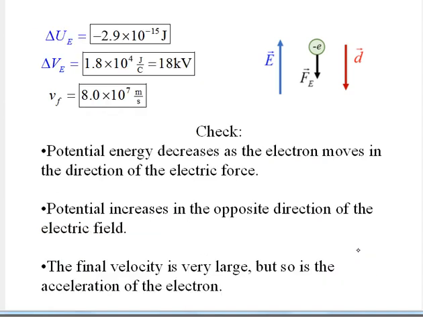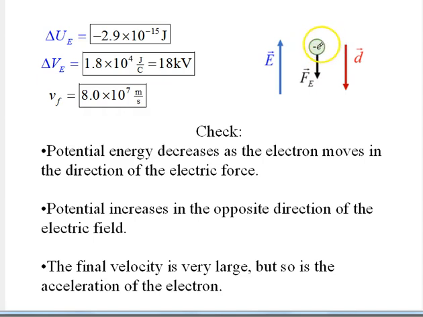So again, if we go back and analyze our solutions here, we do have a potential energy decrease as the electron moves in the direction of the electric force. That's always the case. If the system is doing the work, there will be a potential energy decrease on that system. What's interesting here is the electric potential. Since we have a negative charge, the potential is going to increase because we're moving in the opposite direction of the electric field. That's something that doesn't happen with gravitational fields because we only have positive masses.